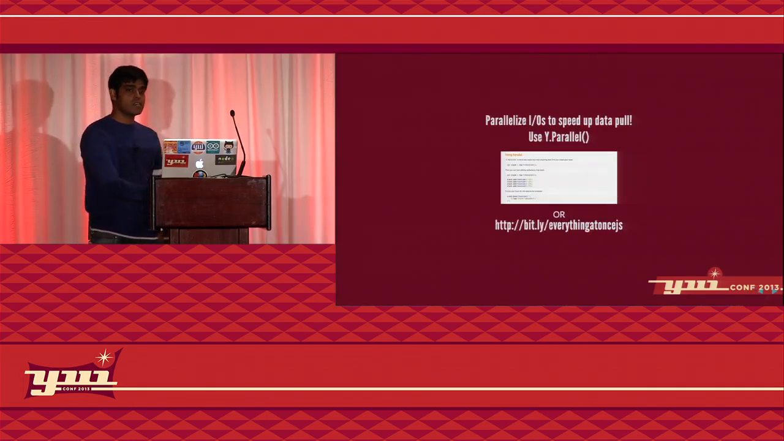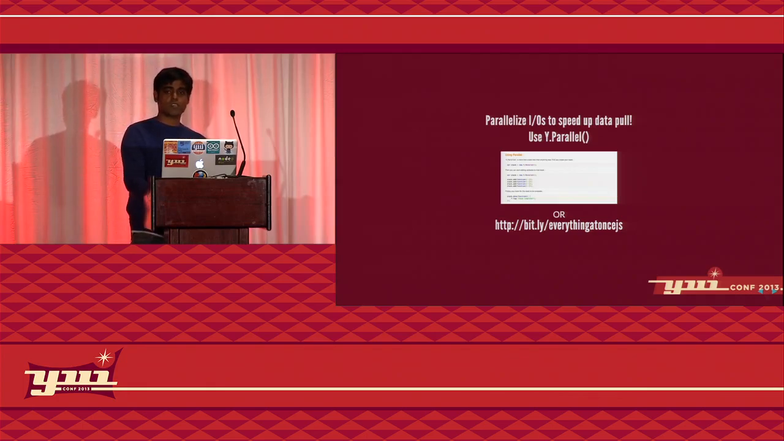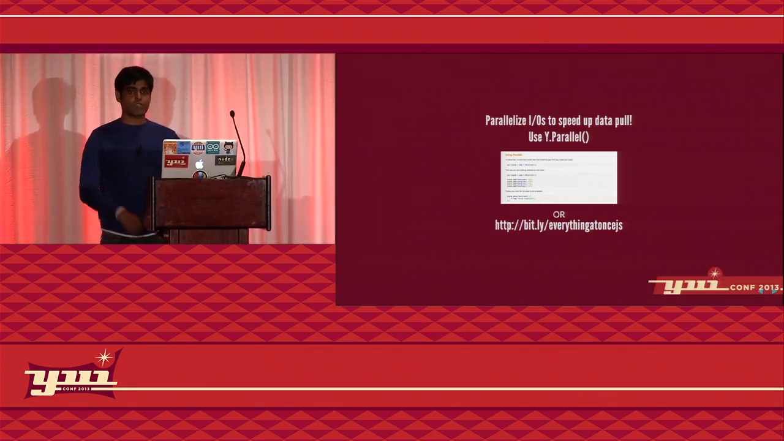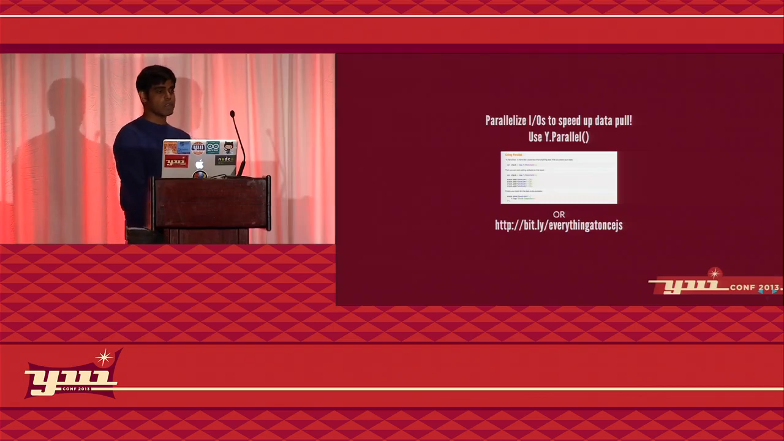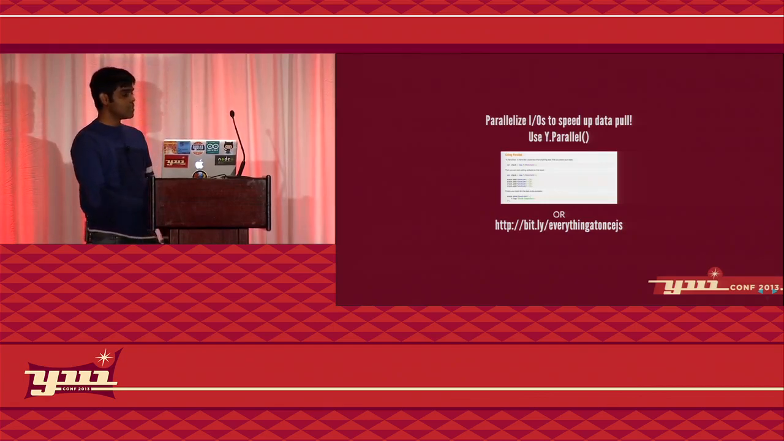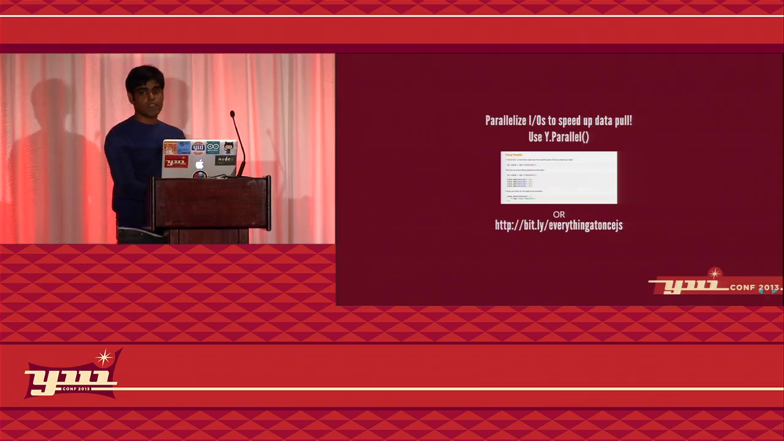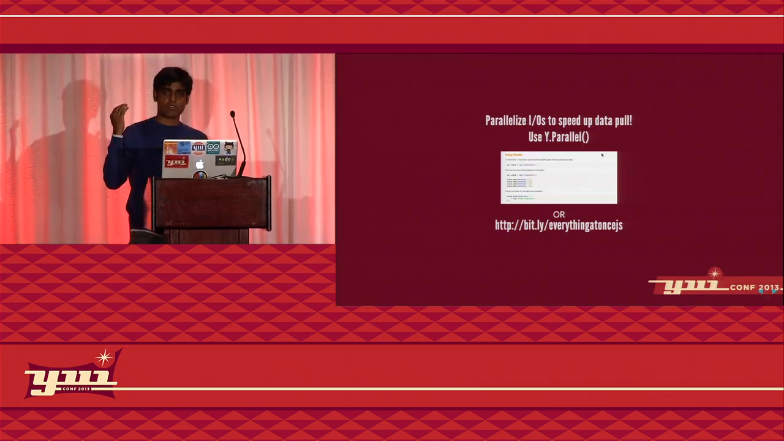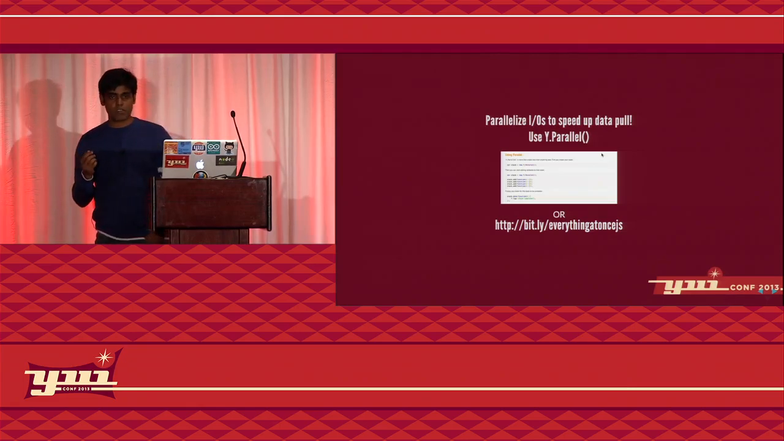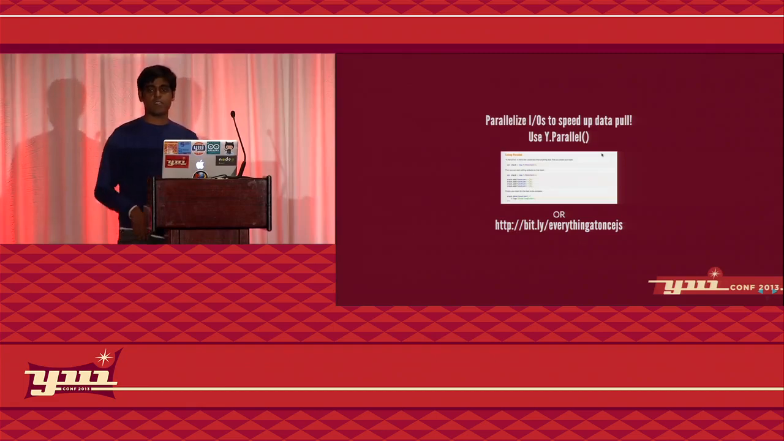And then when you're making multiple server calls to retrieve your data, you can use Y.parallel. Y.parallel is a YUI API which parallelizes your calls to the server. Since most of the calls to the server involve network latency and other things, you can always parallelize and achieve speed.